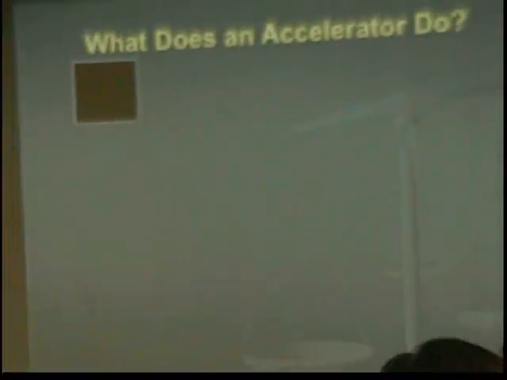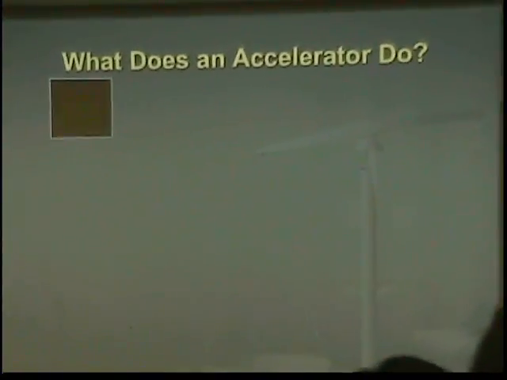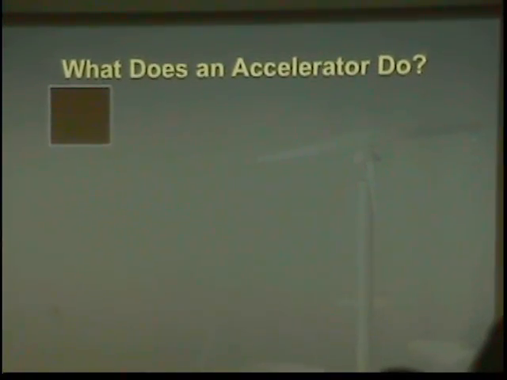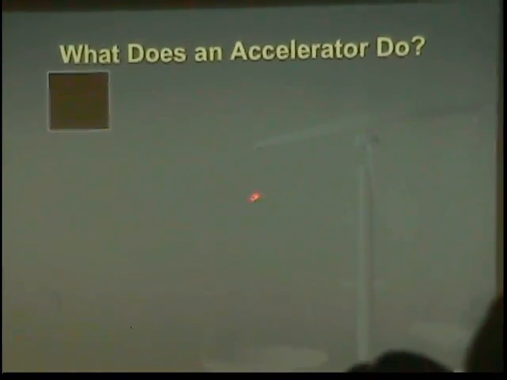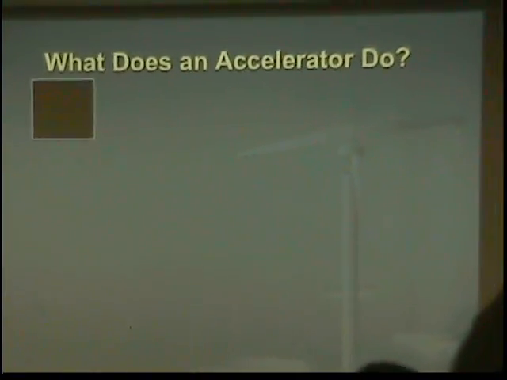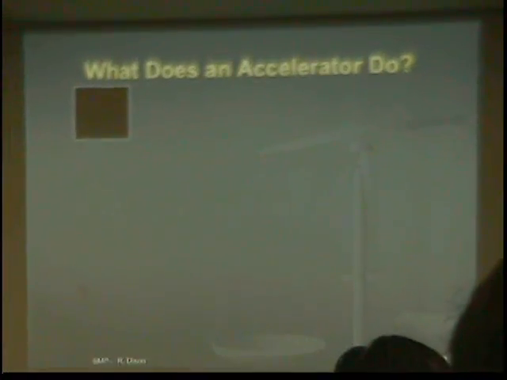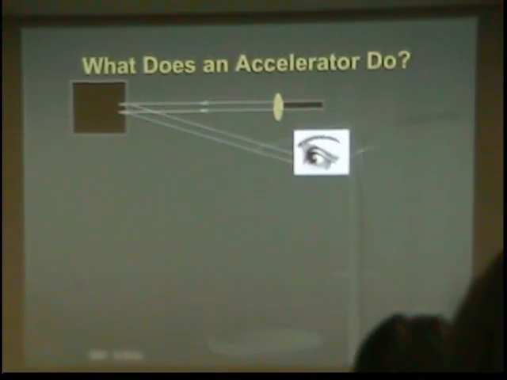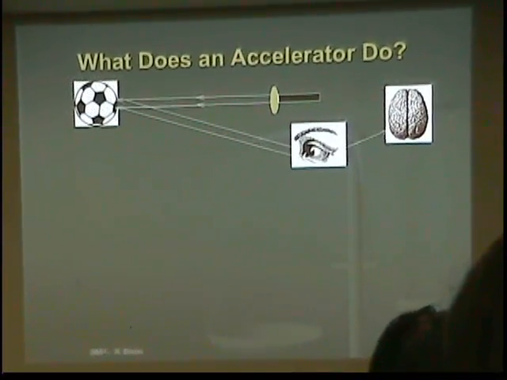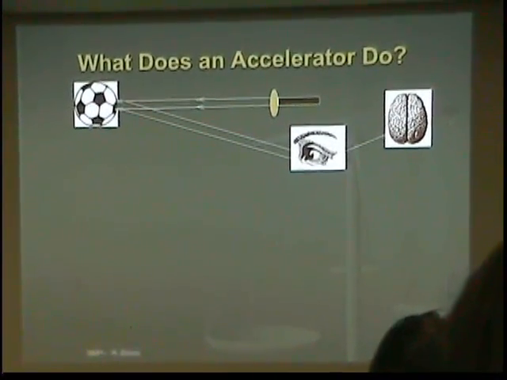So now it's time to go back to our experiment on how we see things and see what that means in terms of trying to see inside of a proton. As you recall, we started out with an object hidden inside a box, shined a flashlight, and by some miracle we see that there's a soccer ball in there.